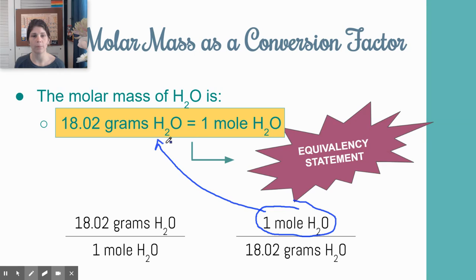We know that 1 mole is equal to 18 grams. So this is just like writing 18 over 18. 18 over 18, that cancels. This is just a really fancy way of writing 1 because they're equal to each other. And equivalency statements allow us to convert our units.